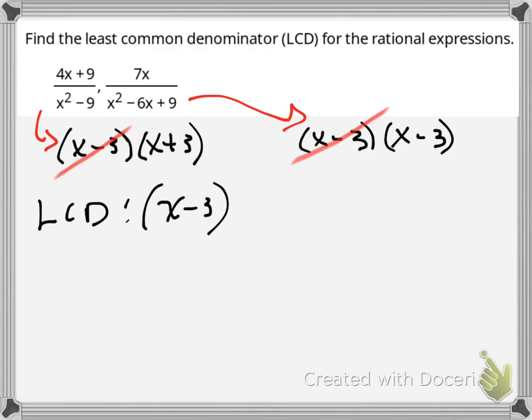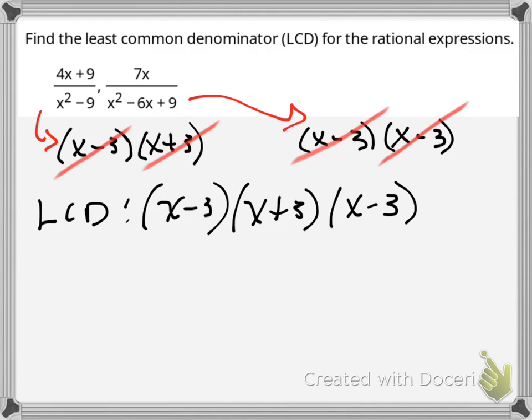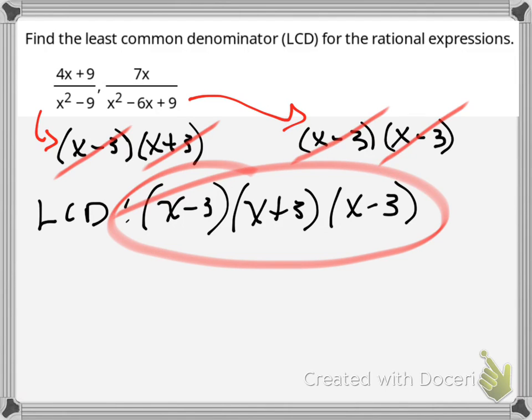And then once you've written down what they both have in common, whatever's left is the rest of your least common denominator. So x plus 3 from your first fraction and x minus 3 from your second fraction. And this would be your least common denominator.